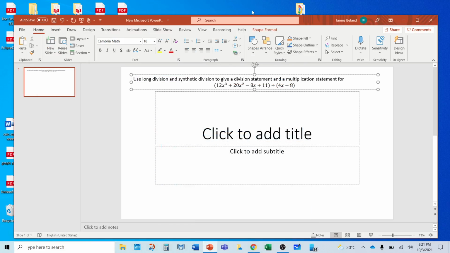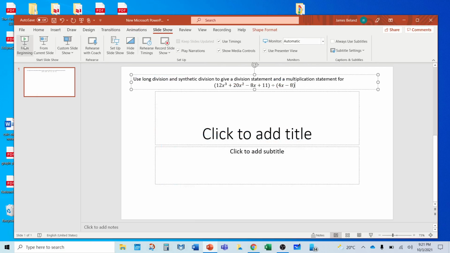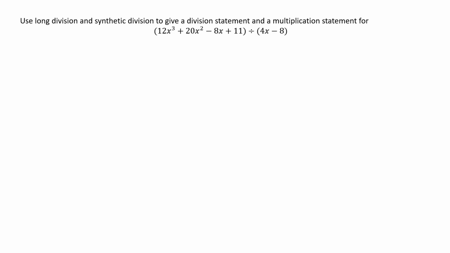For this question, we're going to use both long division and synthetic division. It'll be useful to us because we're going to compare the two and perhaps learn something. So we'll start by using long division. We have 4x minus 8, and we're dividing that into 12x cubed plus 20x squared minus 8x plus 11.